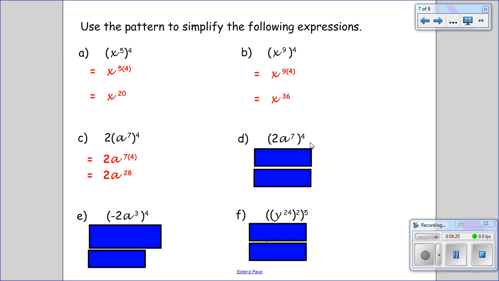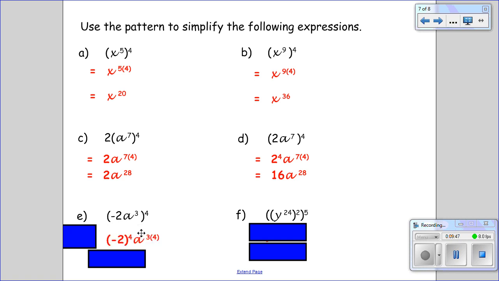Now, if you look at part D, the exponent of 4 is on the bracket. That means everything in the bracket is affected by the exponent. So we end up with 2 to the 4 multiplied by a to the 7 times 4, which is 16a to the 28. And again, in part E, the same thing applies. Now, the negative sign is also part of the base because it's in the bracket. So it's negative 2 all to the 4, a to the 3 times 4, and we end up with 16a to the 12.